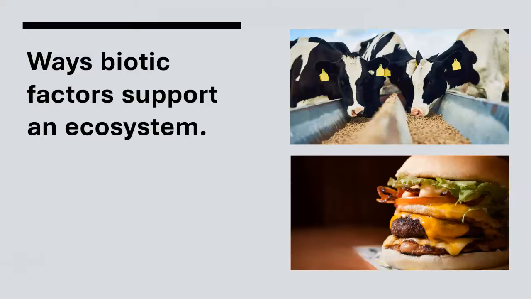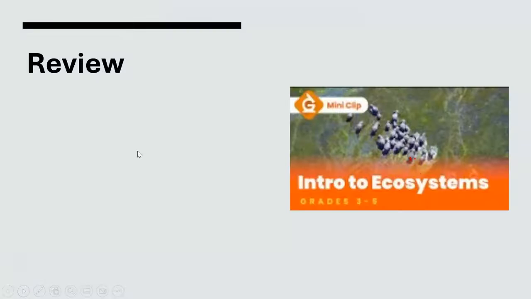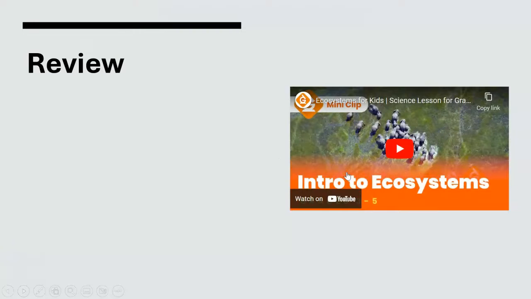It starts out with our plants, our producers, and see here we have our grain that our cows get to eat. So they graze on our producers, and we as humans eventually get to make delicious burgers from the cows. So let's take a quick review and hear from Dr. Jeff over at Generation Genius.